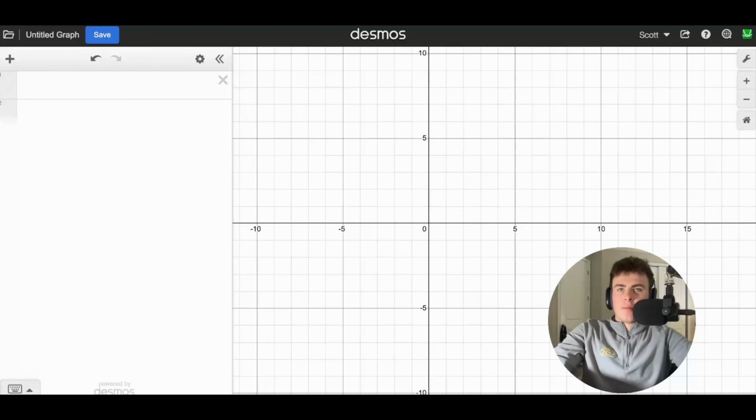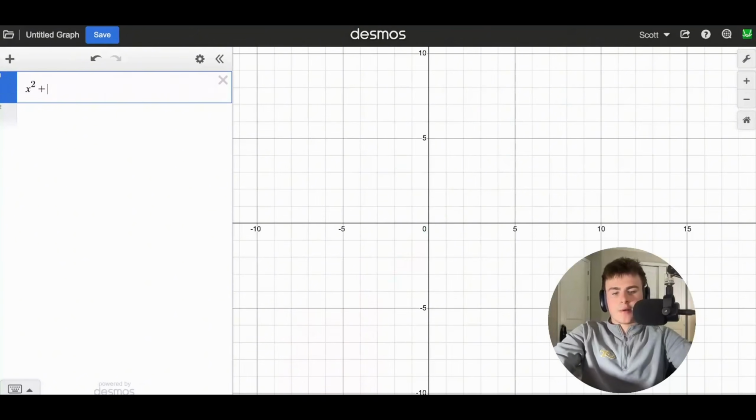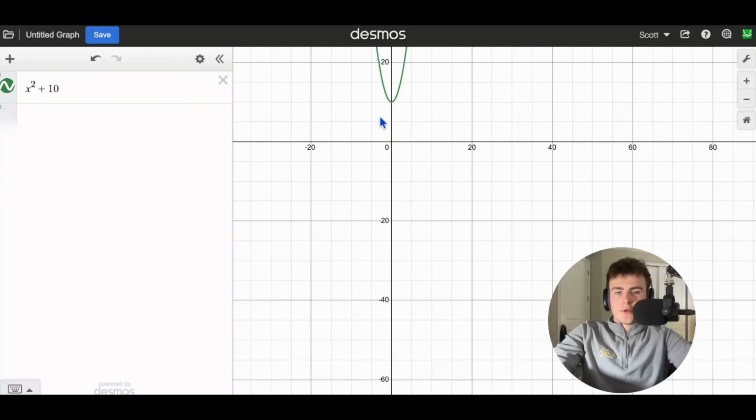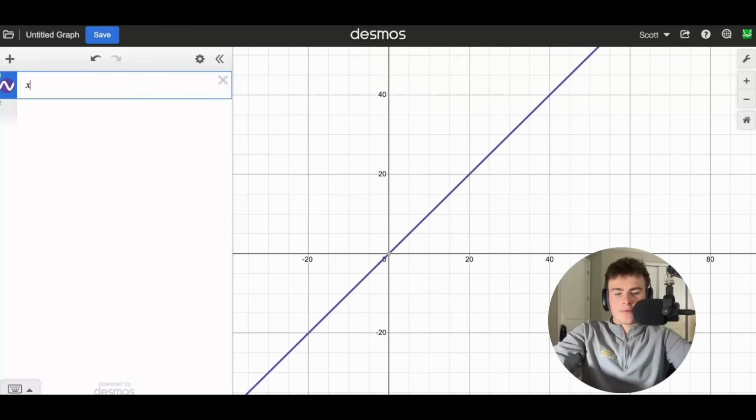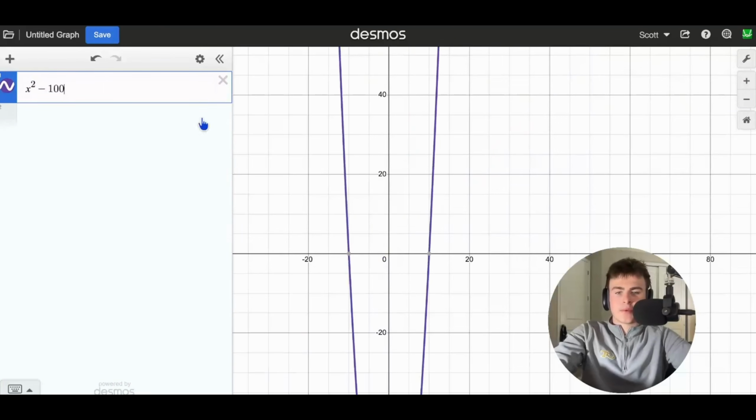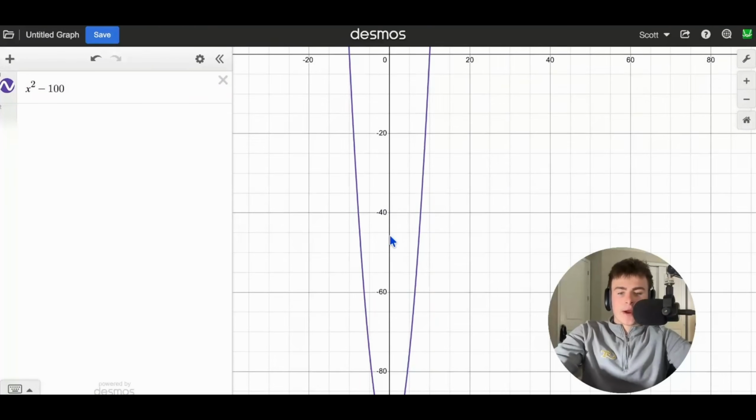First of all, the most obvious thing is graphing. Let's say, for example, you have x squared plus 10. What this is going to do is graph your intercepts. It'll graph your y-intercept and your x-intercepts if applicable. Like here, if you have x squared minus 100 or something, the intercepts are this and this. So it graphs your x and y-intercepts.